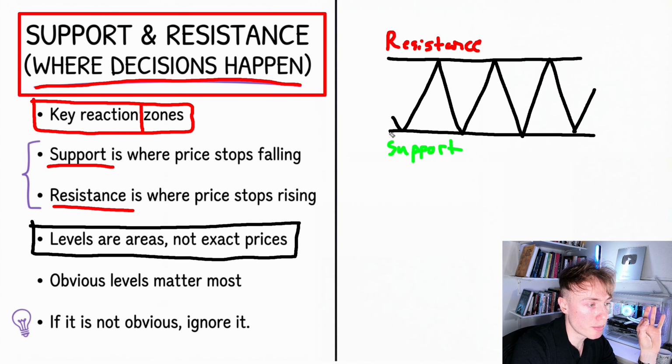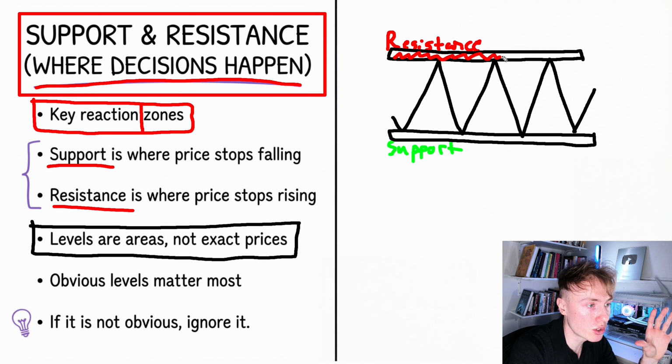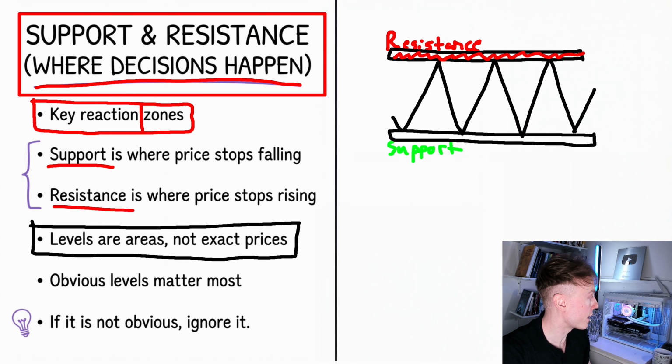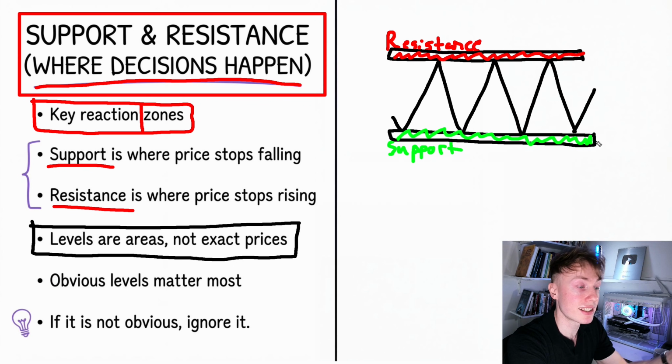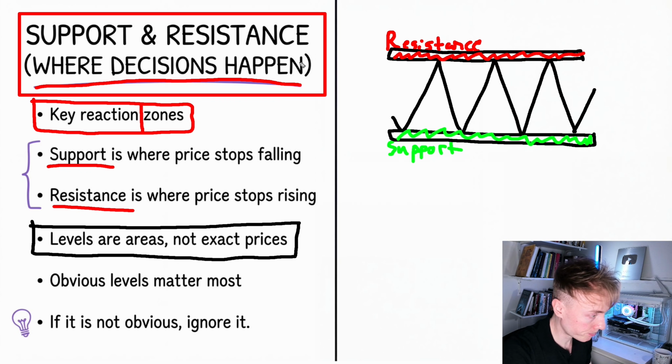So it would be a much better demonstration here if we draw the support as an area and the resistance as an area. One thing I want you guys to have in mind right away is that I want you to look at resistance as areas where the price is likely to stop rising, and support as areas where the price is likely to stop falling.